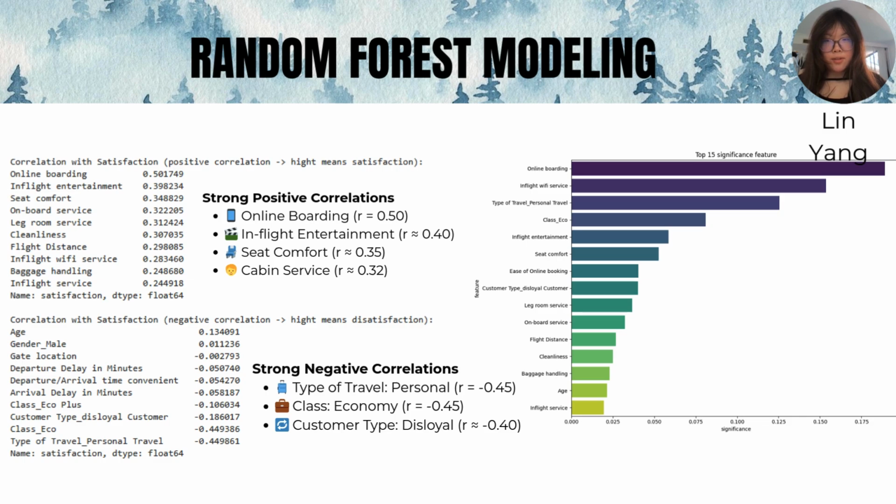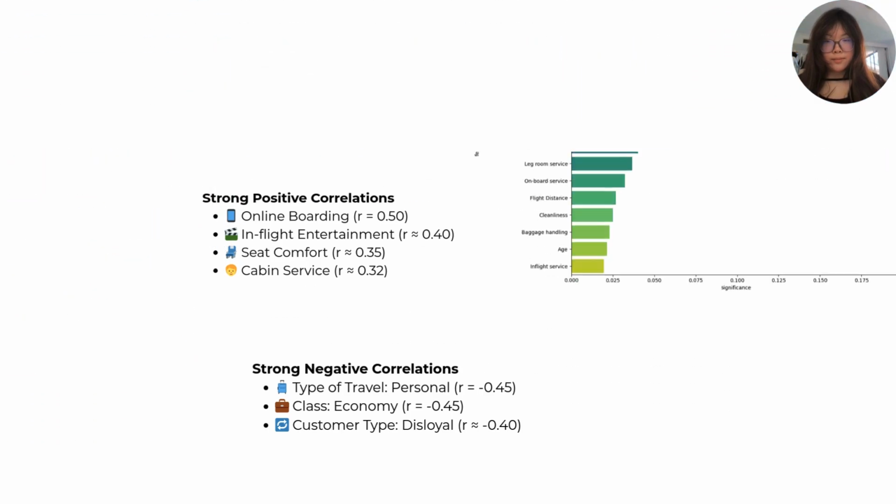Flight delays show only a slight negative correlation, and age has a small positive one, suggesting older passengers may rate their experience slightly better. These results are consistent with the decision tree but more accurate, supporting our final recommendations.